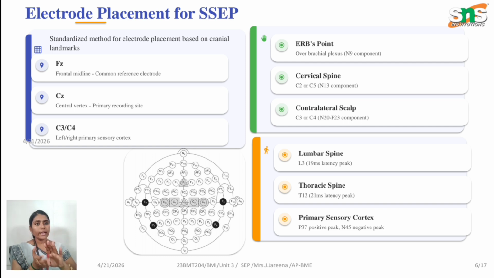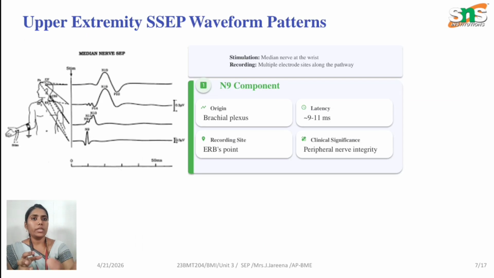Then for lower extremity, you have the lumbar, because in the spinal cord we have different segments, right? Starting from your neck, that is cervical, thoracic, lumbar, coccygeal, and sacral. So for lower extremity, we will concentrate from the lumbar, and then we have thoracic, and then the primary sensory cortex, that is your brain part. So these are three electrode sites for lower extremity. At the end of that, you will get a waveform as the output. You can see it on the display.